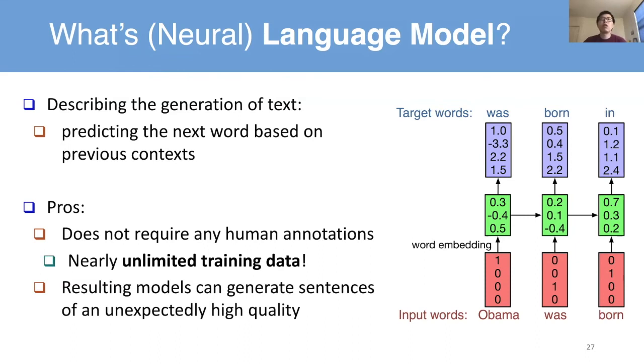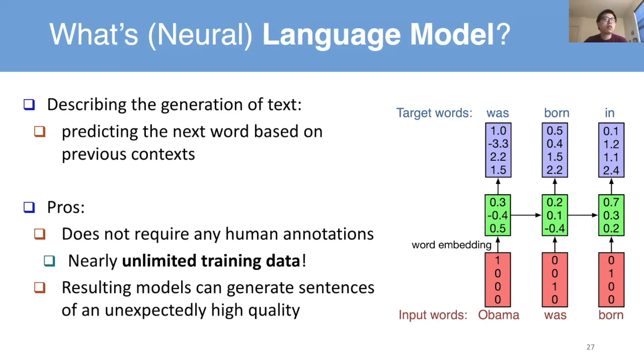The major advantage of this language model idea is that it doesn't require any human annotation. It has nearly unlimited training data. As long as you have a raw corpus, we can use that to train the neural language model. So it's possible to train a very large neural language model, because we have almost infinite raw text as we are writing and posting every day.